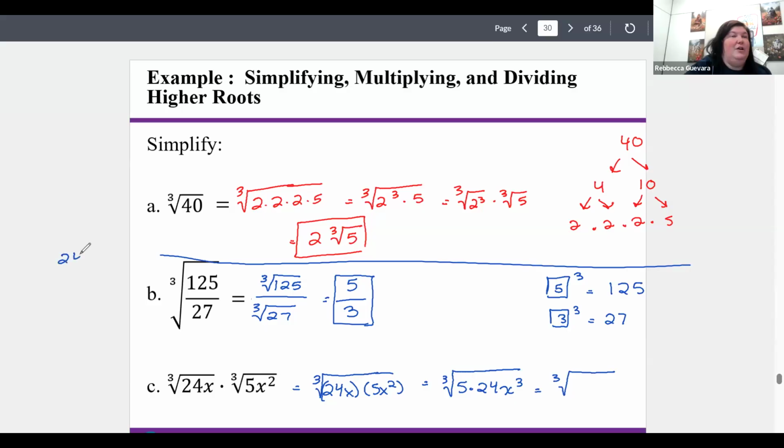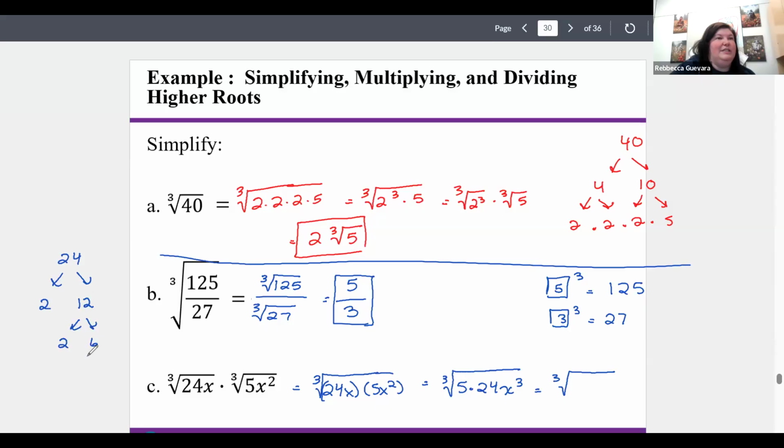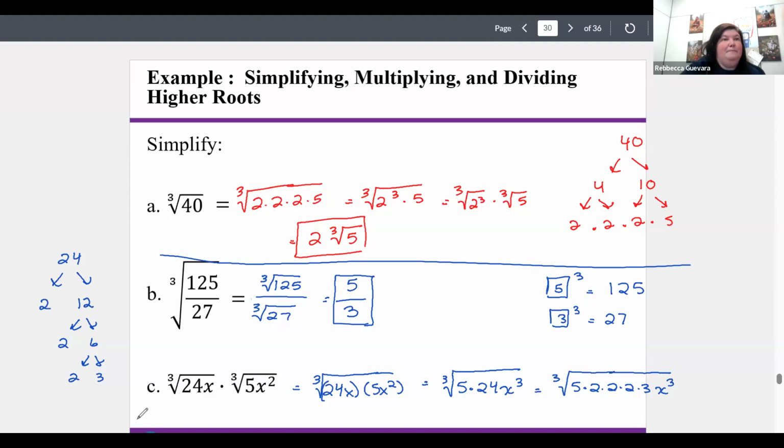So let me do a factor tree again. Well, 24, we can get a 2 and a 12. And then the 12 would break down into a 2 and a 6, and then the 6 would break down into a 2 and a 3. So we end up with there's that 5, and the 24 is going to break down to 2 times 2 times 2 times 3. So what we have here is the cubed root of 2 cubed x cubed. And then we're left with a 3 and a 5.